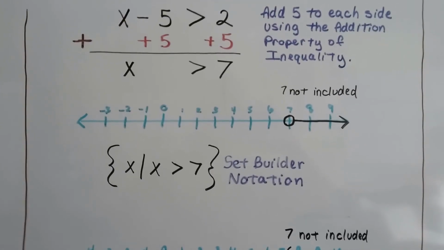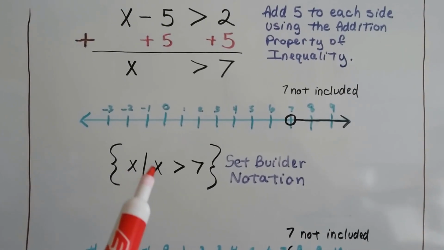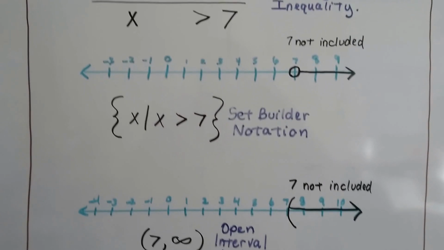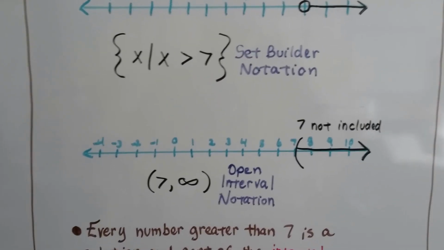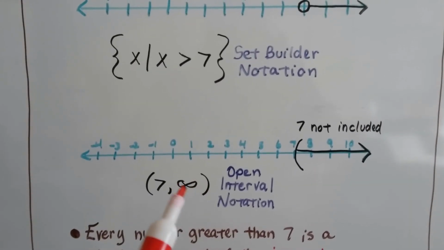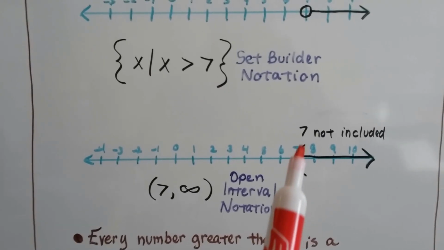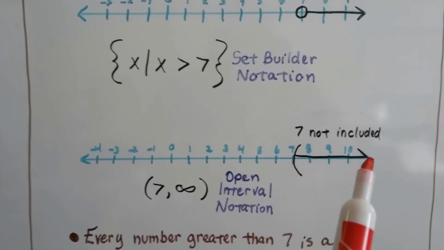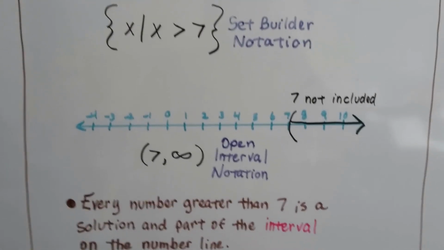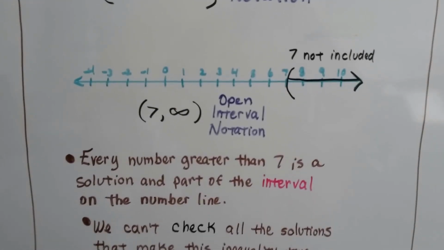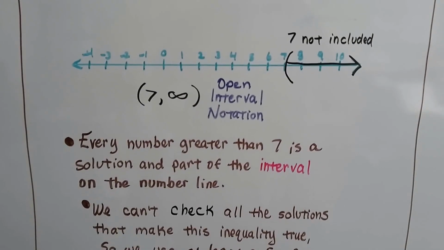In set builder notation, we can write it as x such that x is greater than 7. In open interval notation, and it's open because it's open to infinity, we can graph it with a parenthesis showing that 7's not included, and then these are all the values of the interval that are. Every number greater than 7 is a solution in part of the interval on the number line.